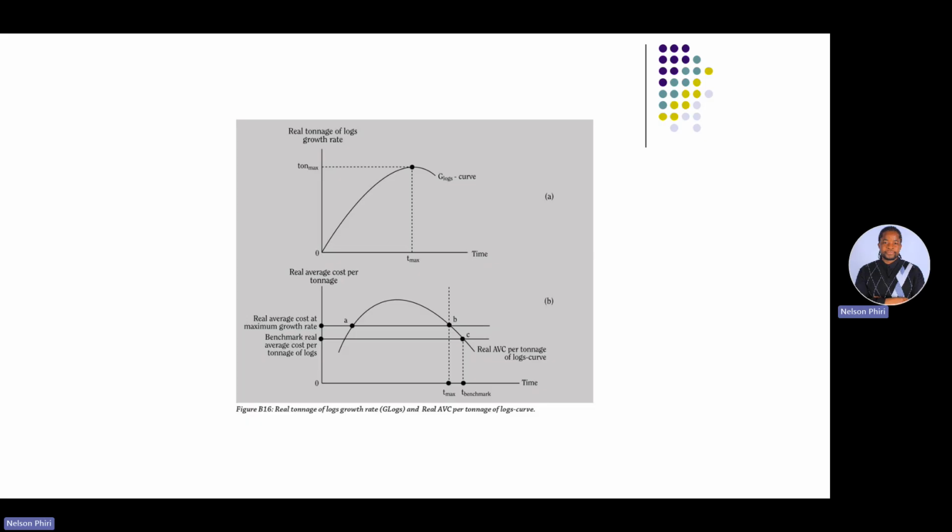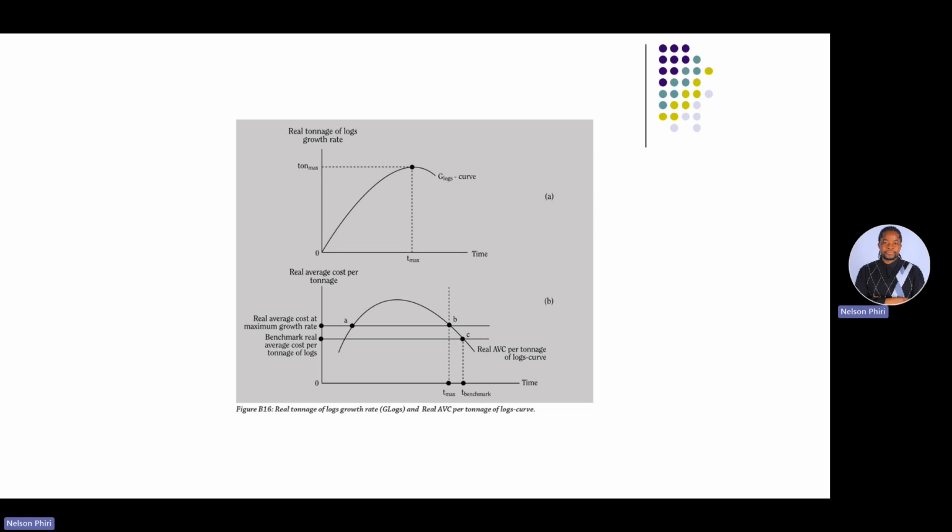Those must be taken into account when we do this analysis. So we need to look at that. So in economic theory, we have to look at the real average cost per tonnage of logs. The wood decreases, productivity is increasing. So in this case, greater tonnage of logs is only possible over a certain period of time.